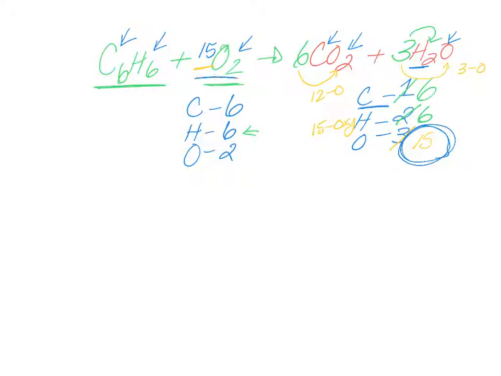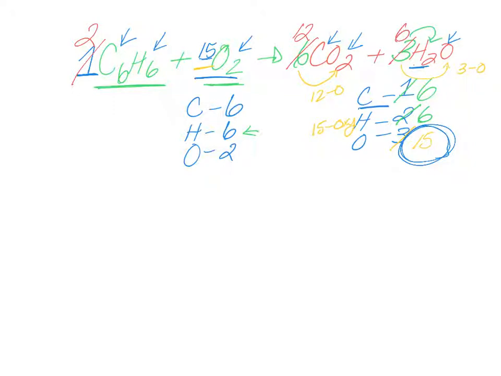So we leave the oxygen alone once I put the 15 there, and we're going to double everything else. Because this doesn't have anything written here, this is actually a 1. So we're going to double it. So now it's 2. I'm going to double this one, so now it is 12, and I'm going to double the number in front of hydrogen, or sorry, in front of water, so that it is 6.